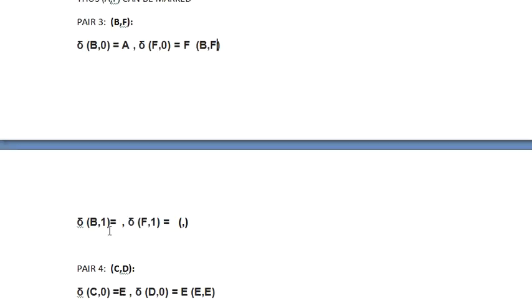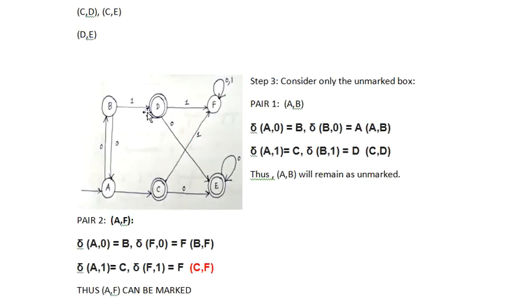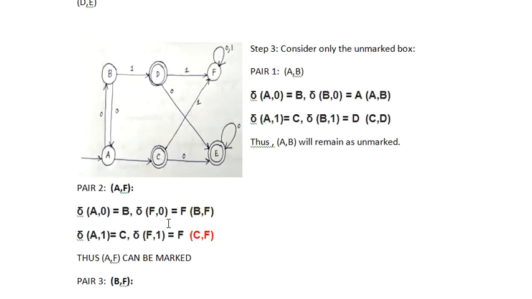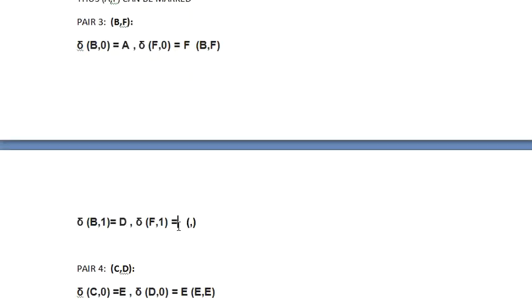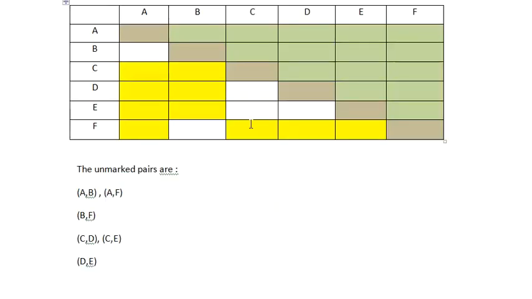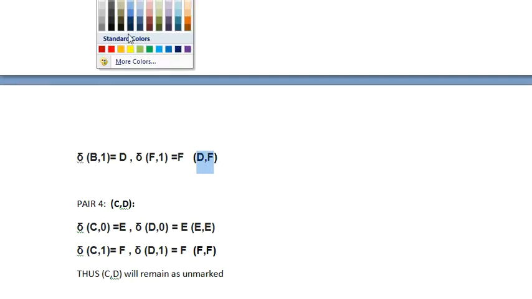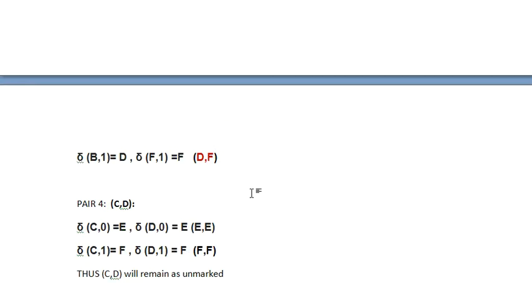Now moving to the next one. B on sync 1 is going to D, and F on sync 1 is coming back to its original position, that is F. So finally what we got is D comma F. Clear? And D comma F was marked or not? Oh, that's great, D comma F was marked. Therefore I have got a pair which is already marked.